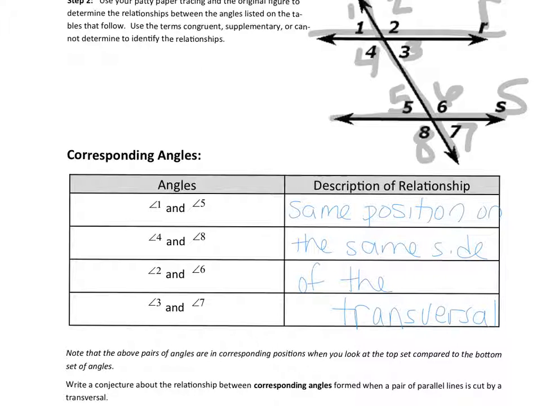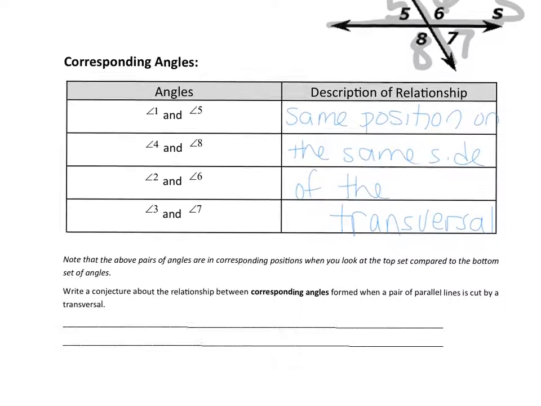If you look at angle 1 and angle 5, they're both on the same side of the parallel line. 1 is on top of R, 5 is on top of S. And they're both on the same side of the transversal, meaning both 1 and 5 are on the left of line T. For 4 and 8, 4 is below R, 8 is below S. They're both on the left of T. For 2 and 6, 2 is on top of R, 6 is on top of S. They're both on the right of letter T. And for 3 and 7, 3 is below R, 7 is below S, and they're both on the right of T. That's what makes them corresponding angles.